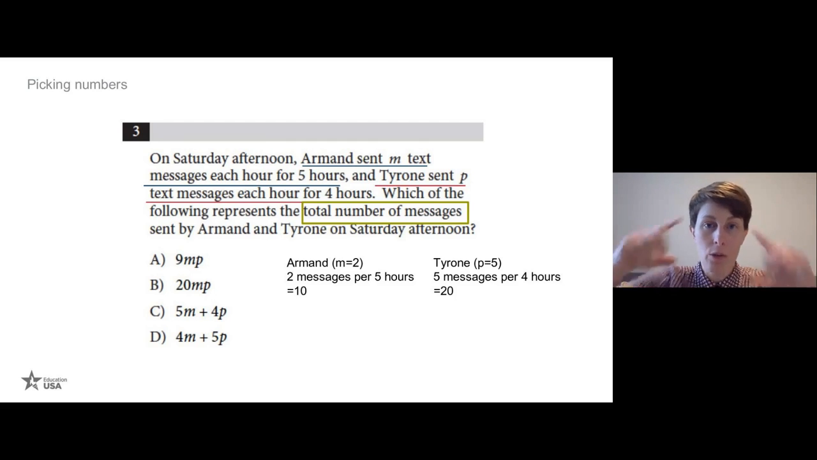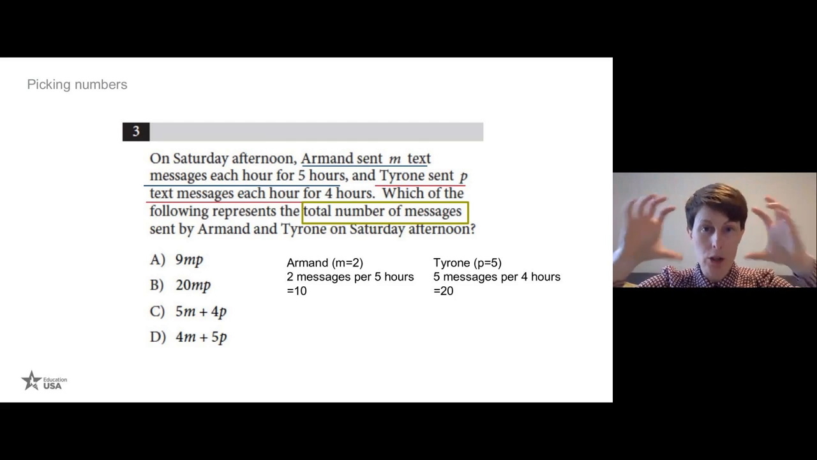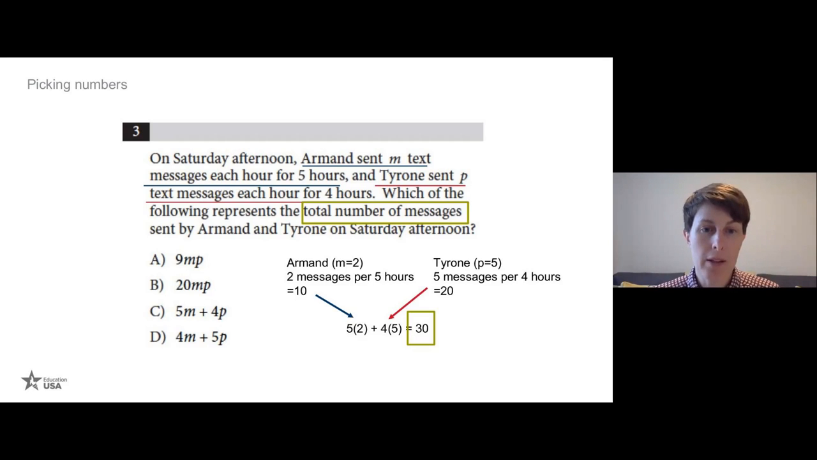Now let's go back to our box of what is it we're actually looking for. Total number of messages of both people. So what that's going to look like is 30, right? 10 plus 20 equals 30 messages. So now we've got this number 30. Okay, now what are we supposed to do with that? Well, if we put these numbers through each A, B, C, D and do the math, whichever one equals 30 is going to be your right answer.